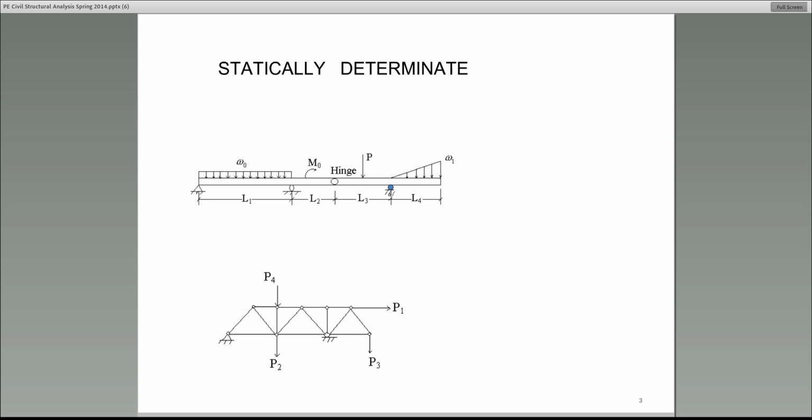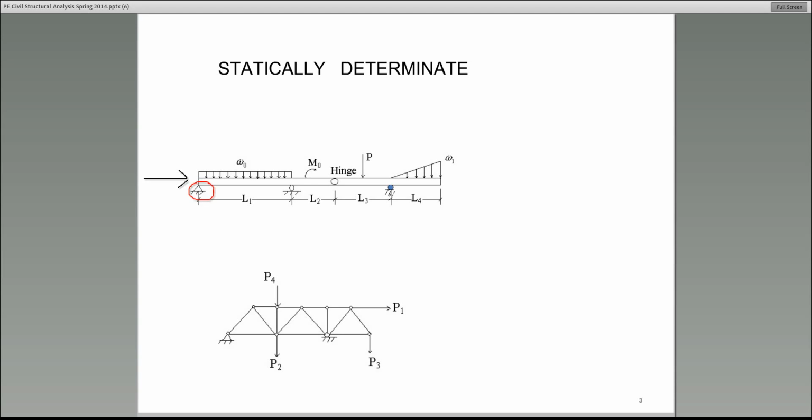Let's say that this is on the test, and we are looking at deciding whether this is determinate or indeterminate. Step number one, the first thing that you do is you need to identify the supports. So how many supports does this structure have? The beam. Well, I'm going to show you the supports. This is one. This is a support.